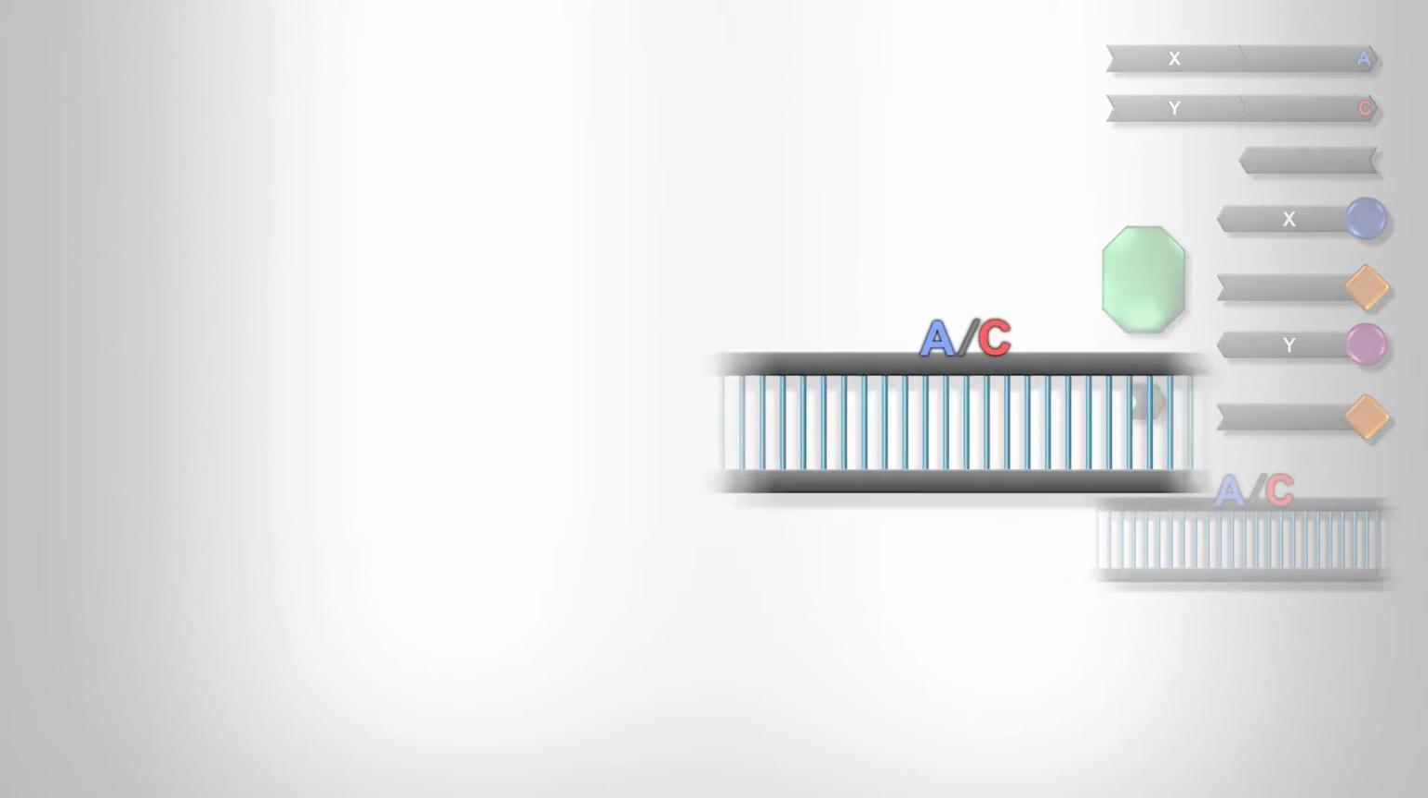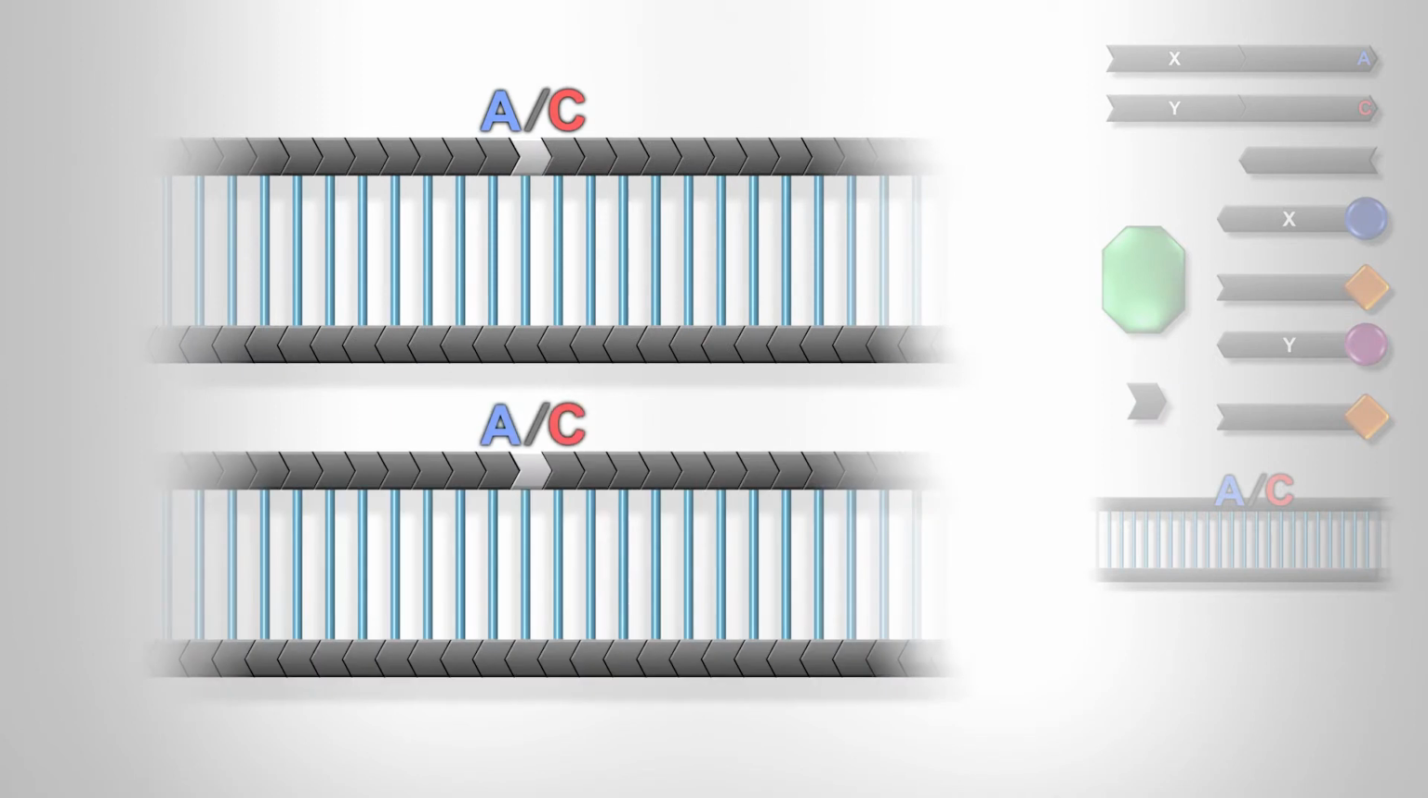The majority of KASP genotyping is performed on organisms with genomes containing 2 or more copies of the target sequence. For example, diploid organisms such as humans, zebrafish and tomatoes will have 2 copies of most chromosomes. In this example, the DNA sample is homozygous for the allele A, which means that both chromosomes contain the A allele in the target sequence.